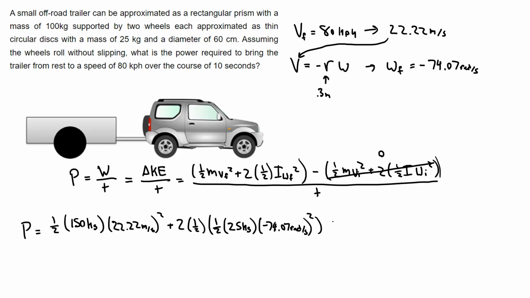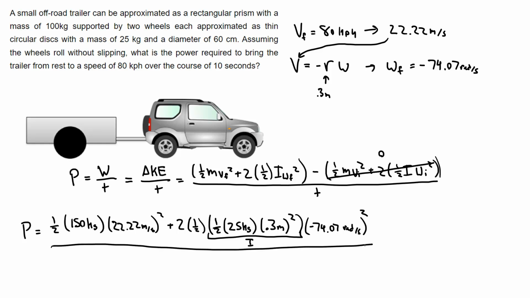Oops, I messed this up. Sorry, I got ahead of myself. So I is 1/2 mass times radius, so 0.3 meters squared, and then omega final is negative 74.07 radians per second squared. So this right here is my I. And then all of this gets divided by my 10 seconds for the whole thing to take off.